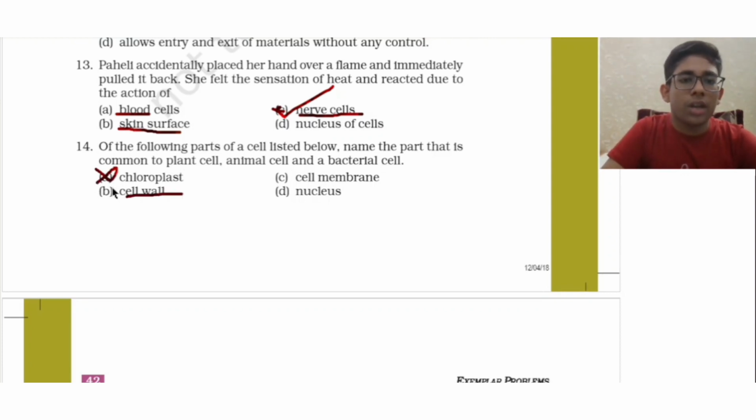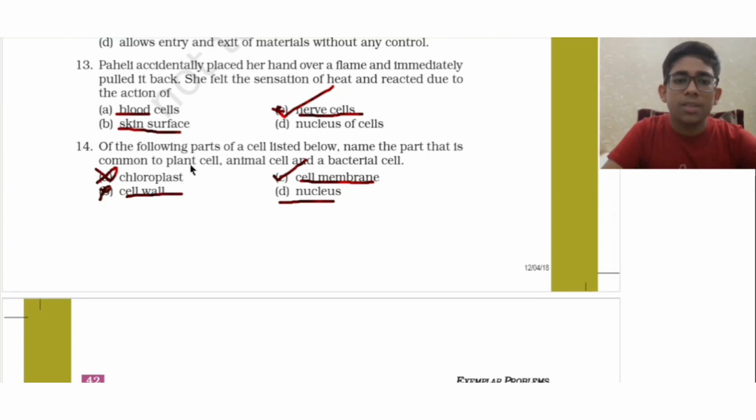Second option, cell wall. Again it is limited only to plant cells. This is also wrong. Third option, cell membrane. Yes, cell membrane is found in both plant cell, animal cell and bacterial cell. So this is correct.